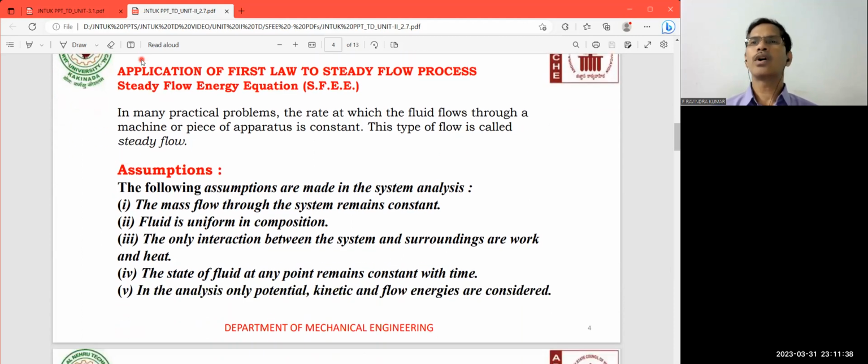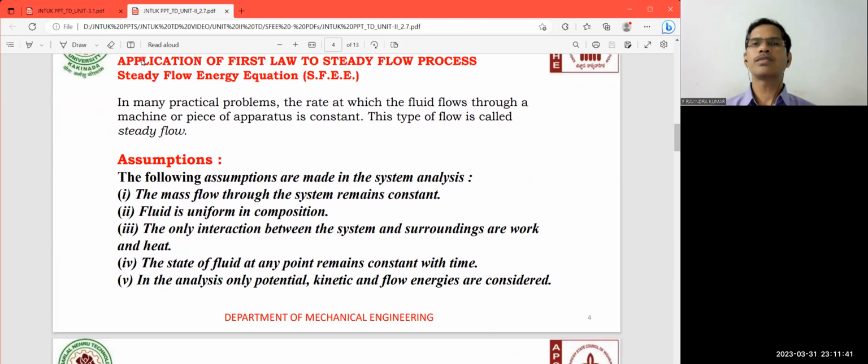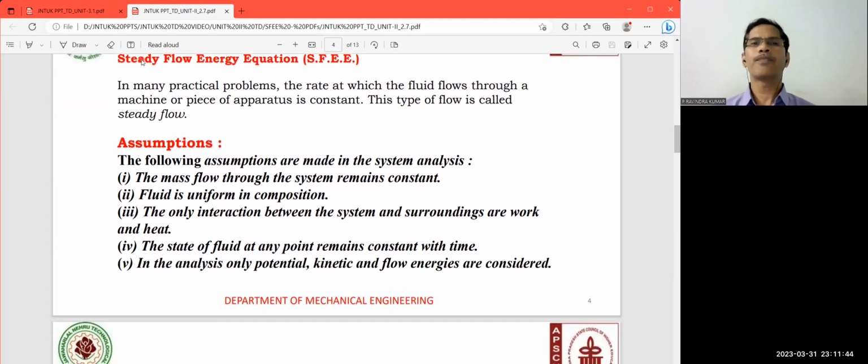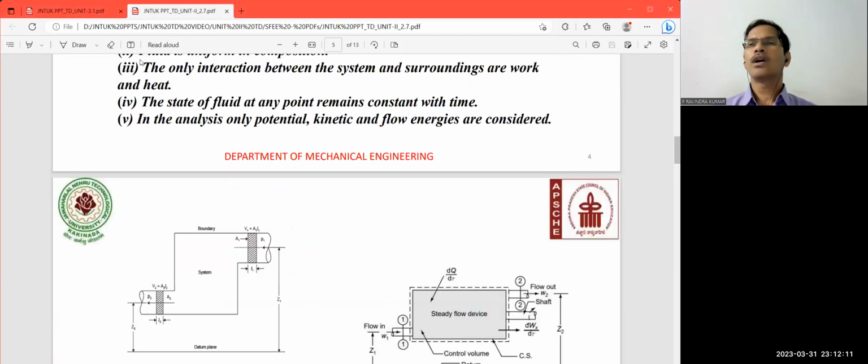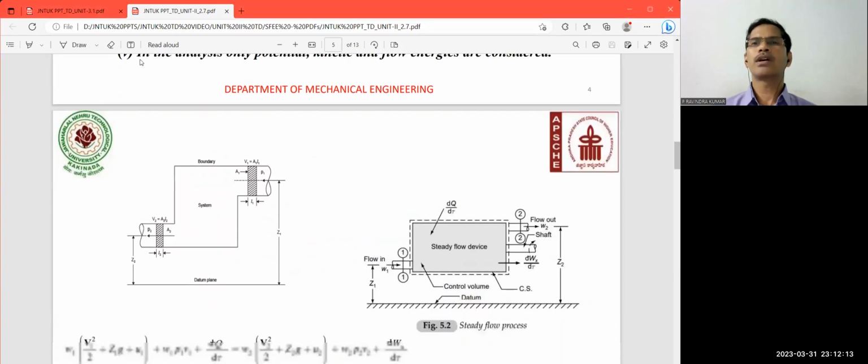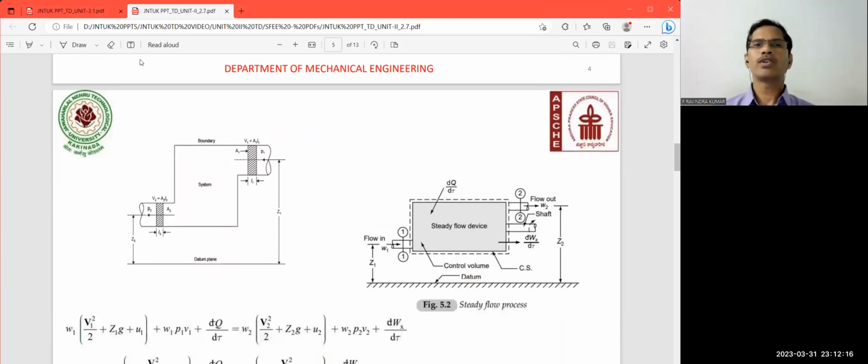Before developing the expression, the student has to make certain assumptions. The mass flow through the system remains constant, and the fluid is uniform in composition. The only interactions between the system and the surroundings are heat and work, and the state of the fluid at any point remains constant with respect to time. In the analysis, only the potential and kinetic energy flows are considered. These are the assumptions before developing the expression. These are the points you have to write up.